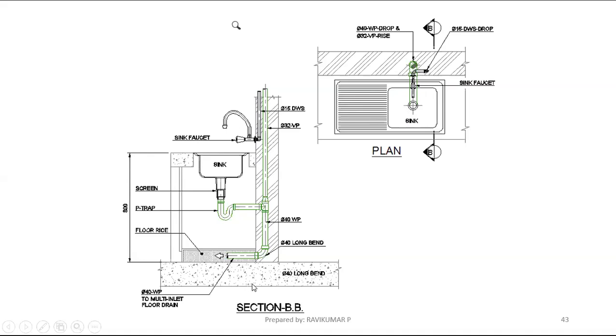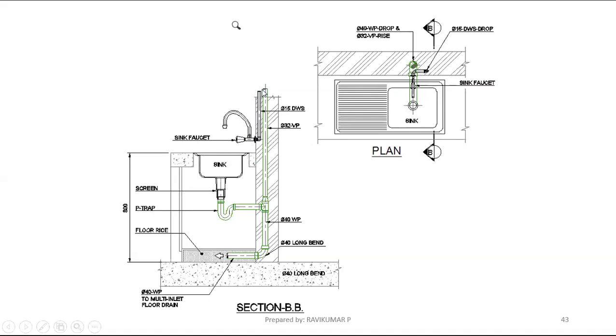If you see in section BB, this is the wall mounted sink faucet. We are providing a wall mounted sink faucet. We are not mounting it here. This is a wall mounted type. Another type is deck mounted. Deck mount means it will come here, in this deck only.